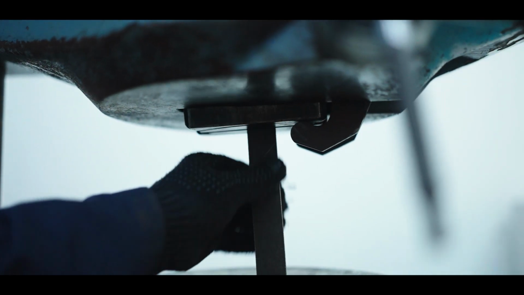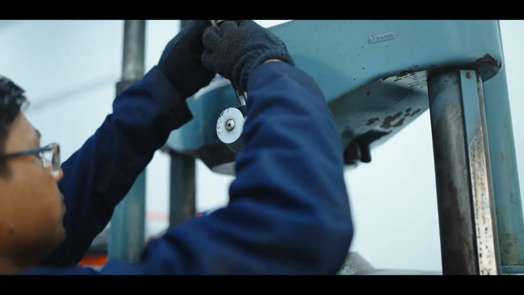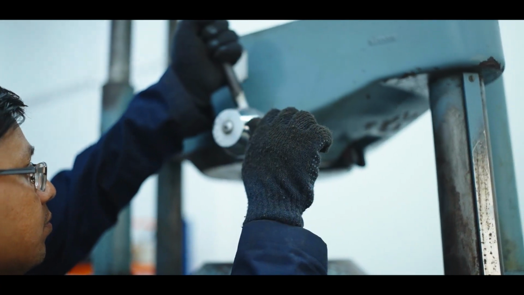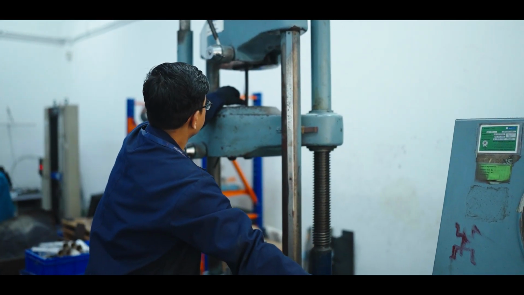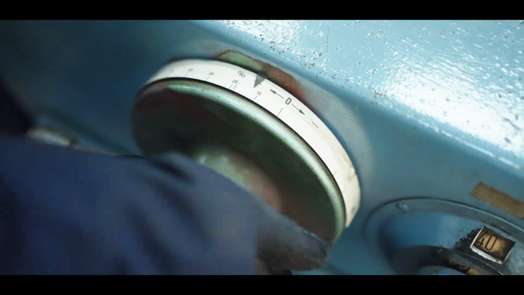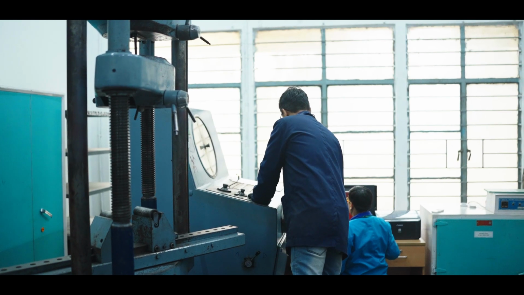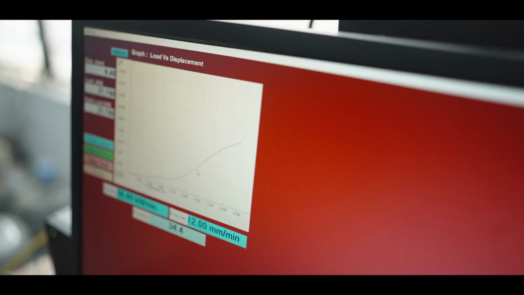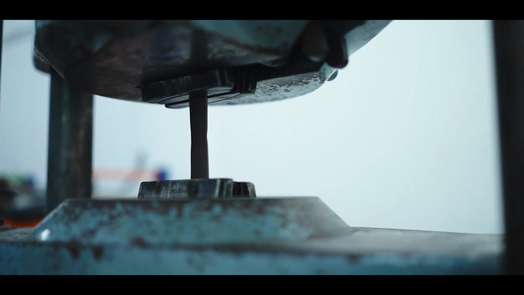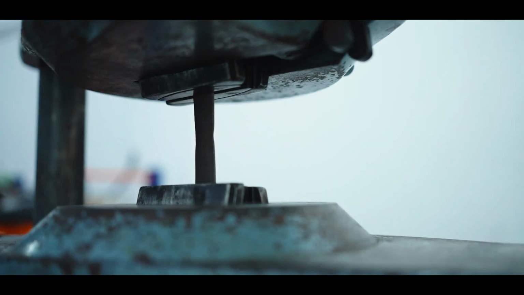Start by preparing a sample from the hollow tube, ensuring it meets the dimensions specified in the standard. Secure the sample in the UTM using the appropriate grips, making sure it's tightly fastened. Enter the test parameters into the software, including the gauge length and cross-sectional area. Then initiate the test by starting the machine.